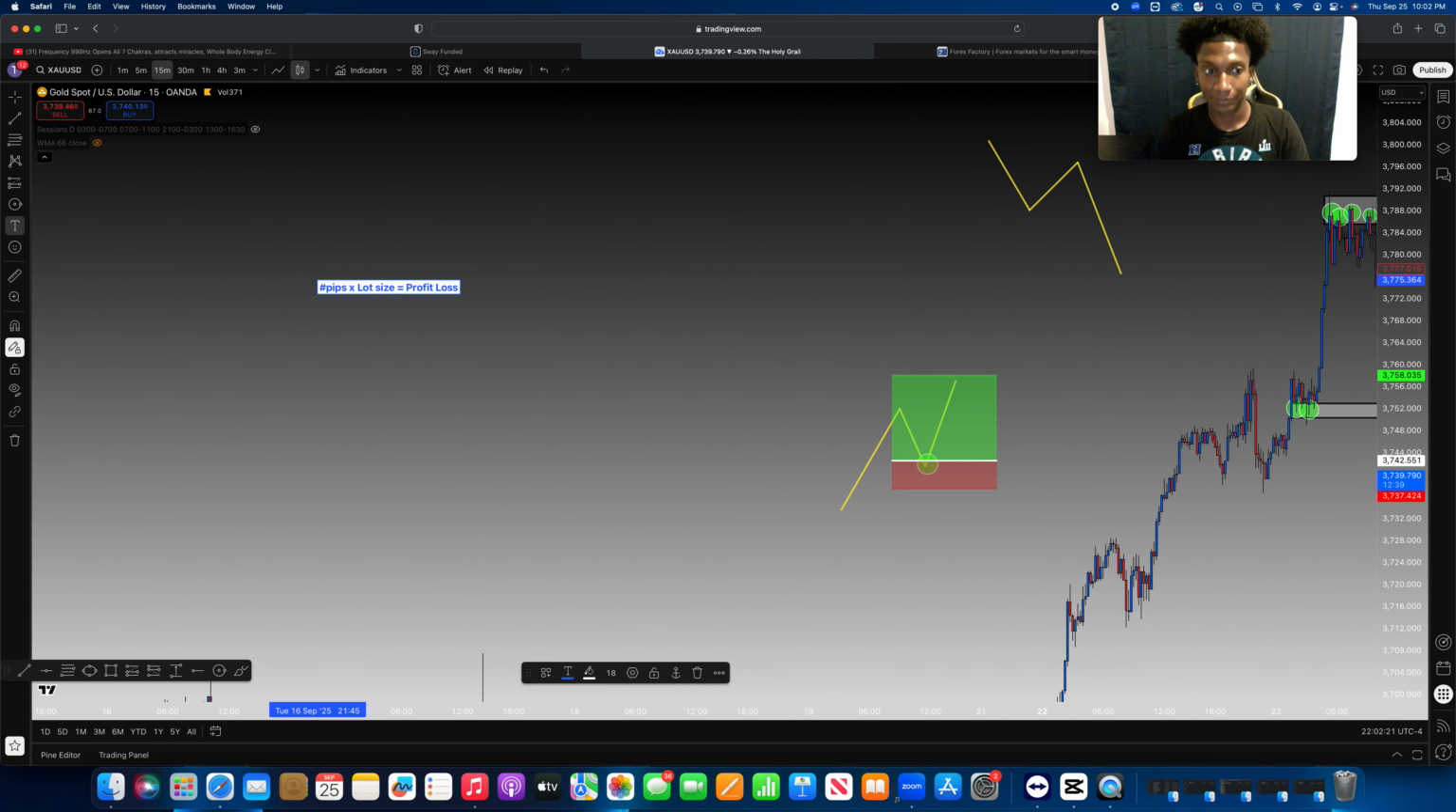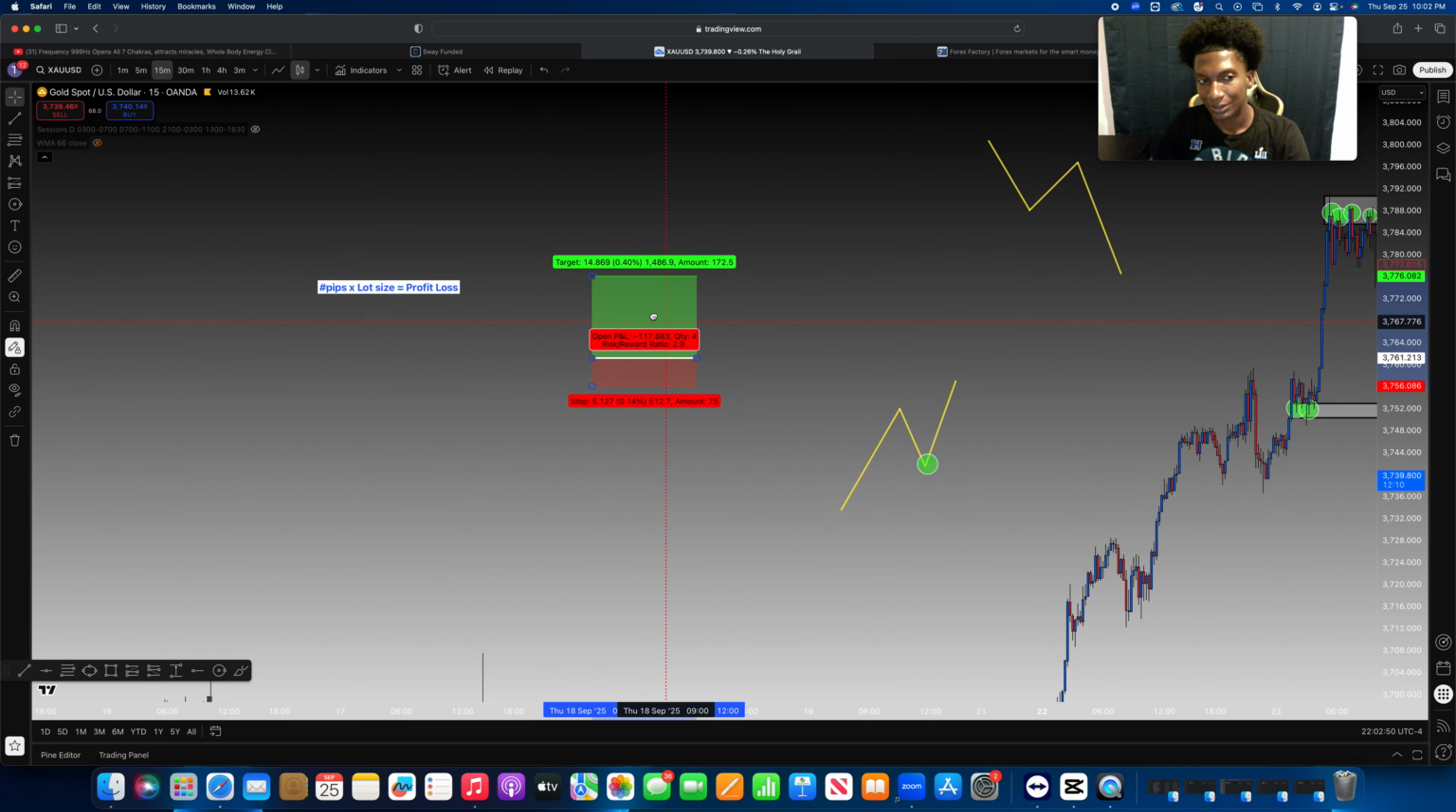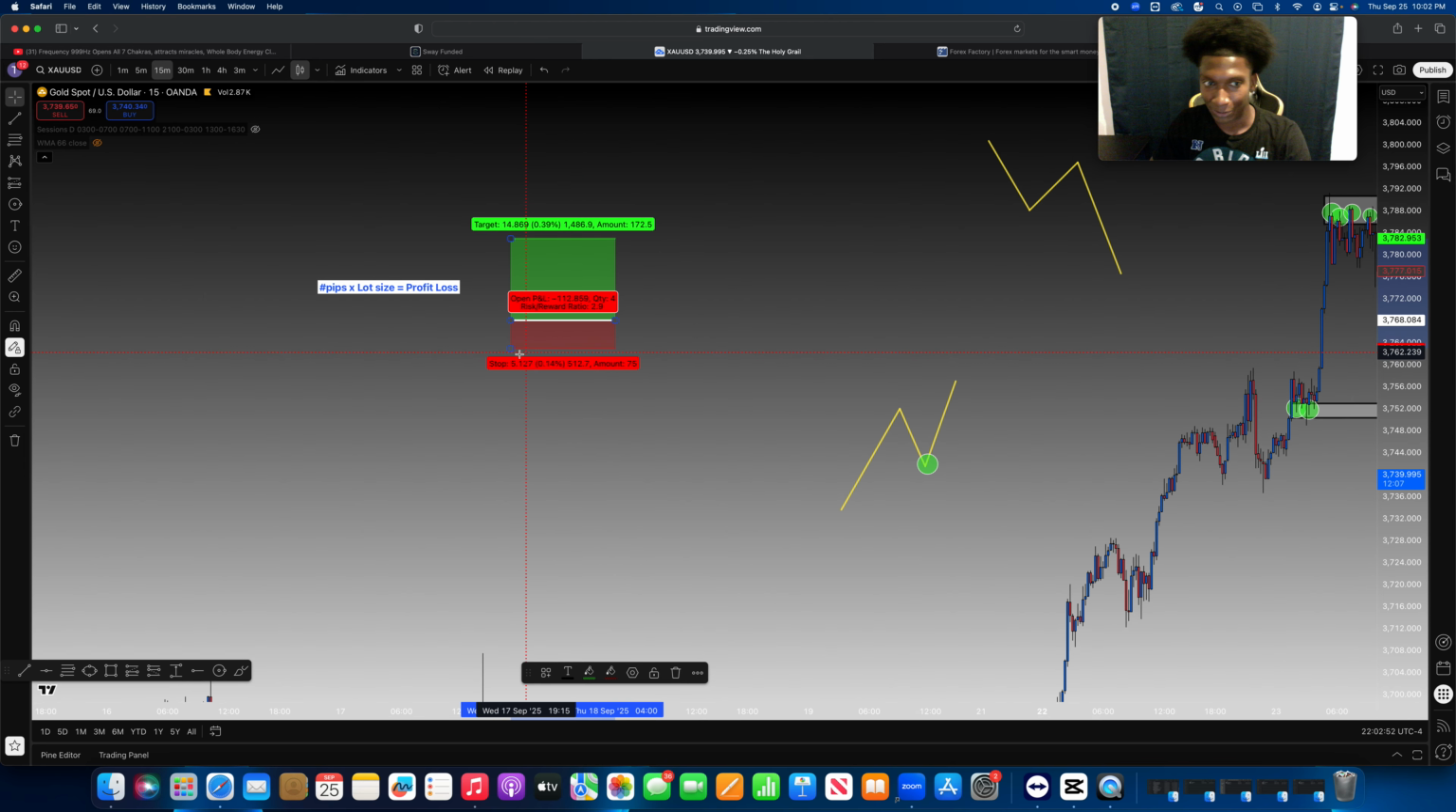Now you might be asking yourself, okay, what's a pip? A pip is just price. So when price moves, like just using this tool right here, this 15 right here is the pips. 14 pips in price, 5 pips in price. So if you're risking 5 pips and you're trading on a 0.01 lot size, you're risking X amount of dollars, right?